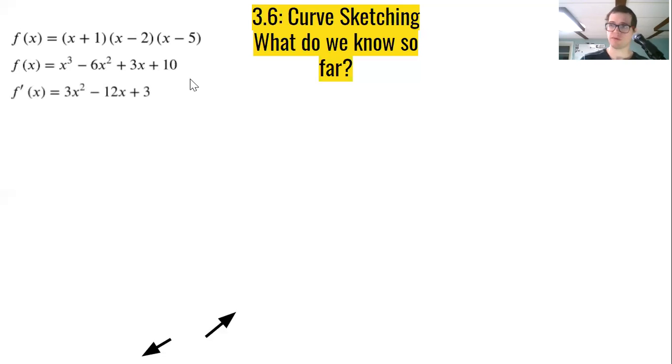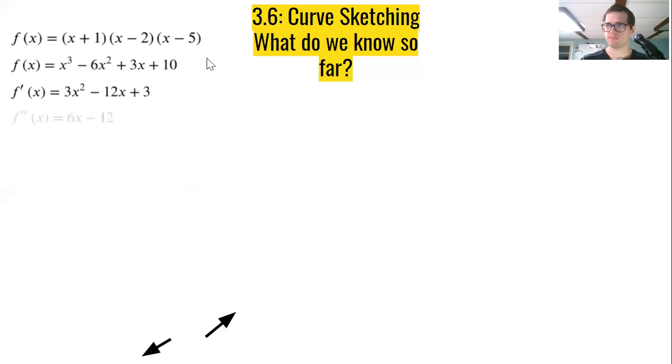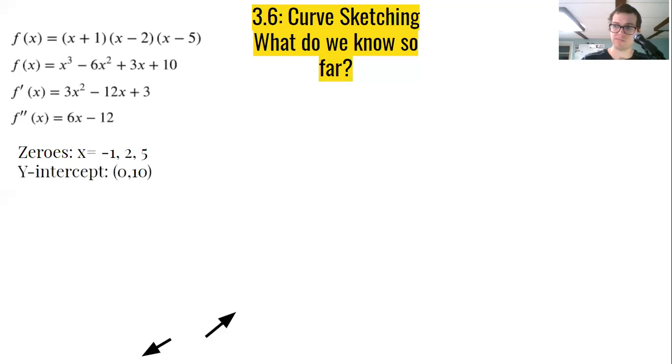But there's the first derivative. There's the second derivative. All right. Now we have the derivatives. Let's start in the original function. Let's start listing other things we know about this now. We know 3 zeros, -1, 2, and 5. Sweet. It also has a y-intercept at (0, 10). That's all going to be helpful.